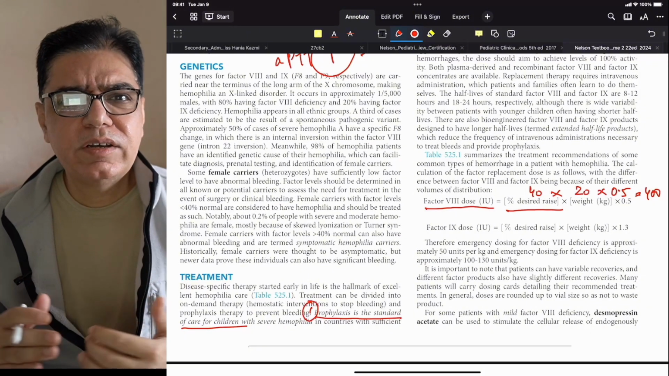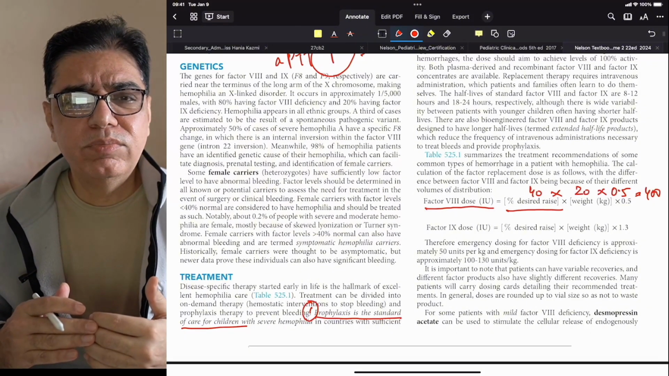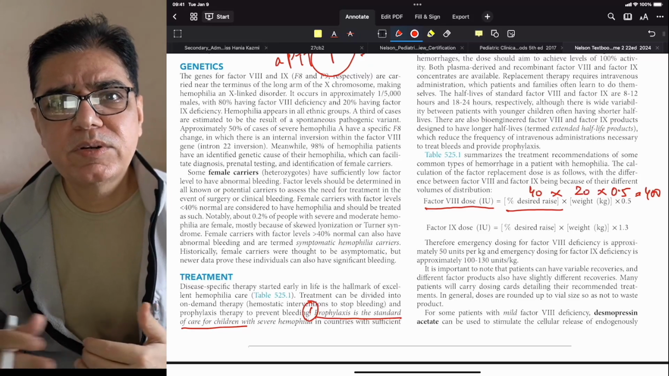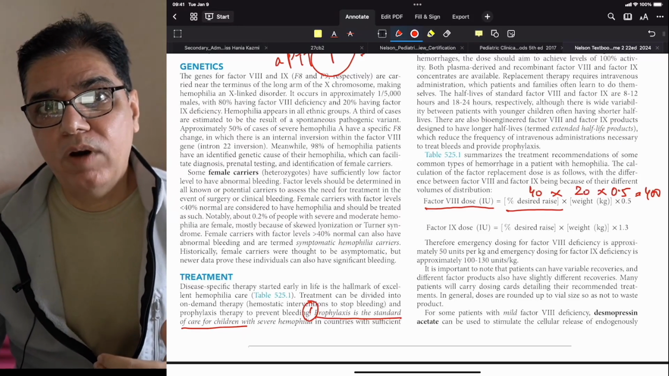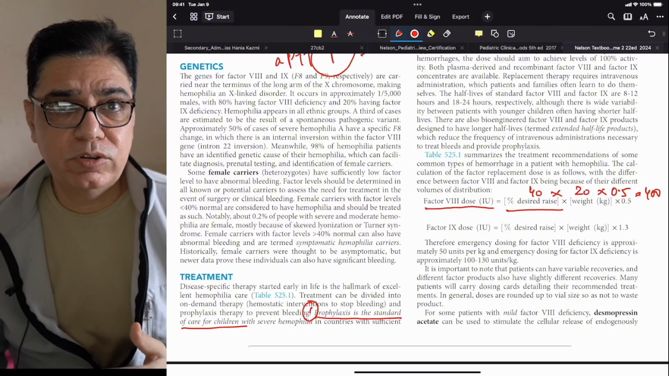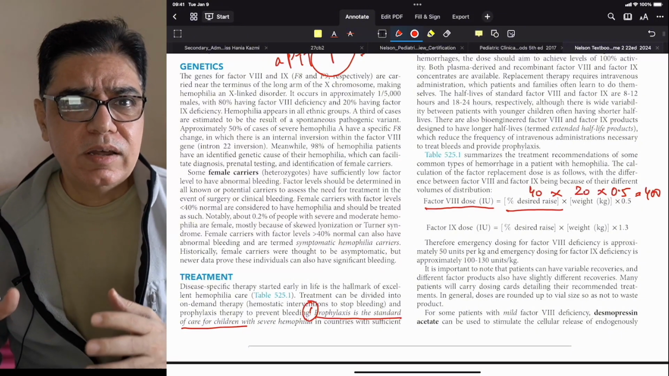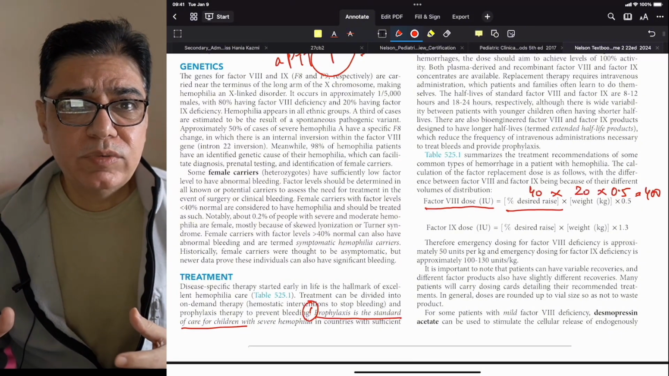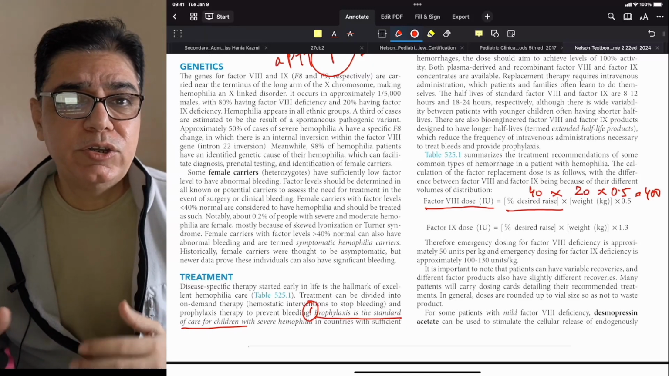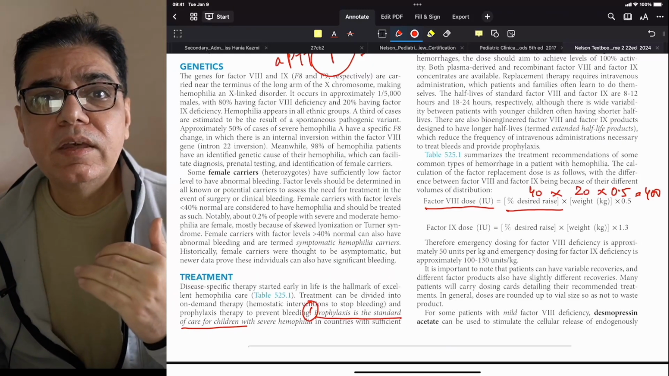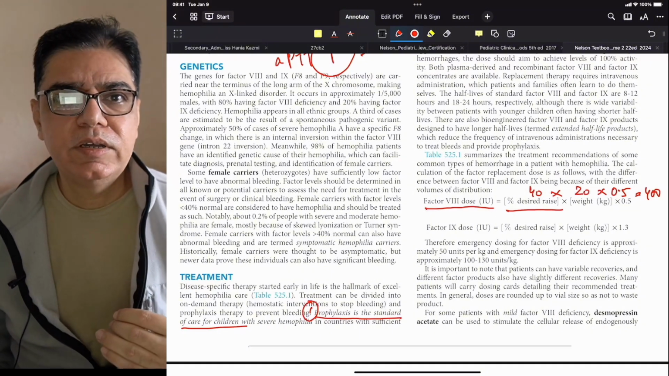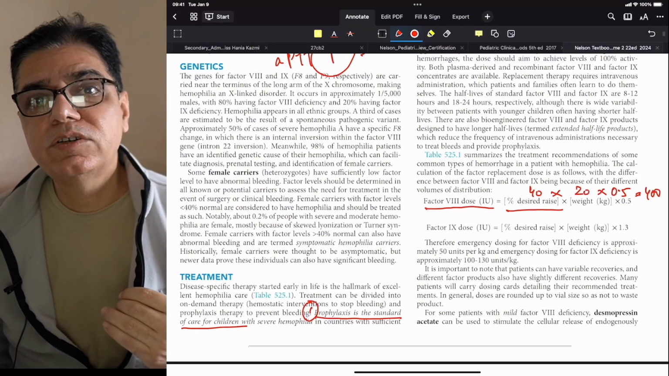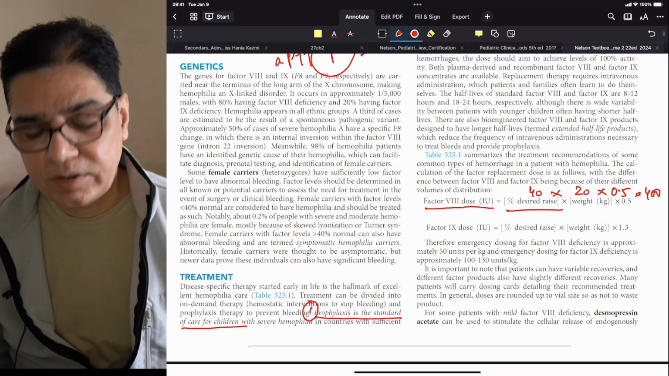In most cases, we want to raise it to 50% or more, or in life-threatening hemorrhages, we want to increase it up to 100%. This is what the Nelson textbook says. So for simple bleeding episodes where the bleeding is occurring but is non-life-threatening, you want to increase it up to 50% of the normal factor activity. While for life-threatening, you will have to increase it up to 100% of the factor activity.